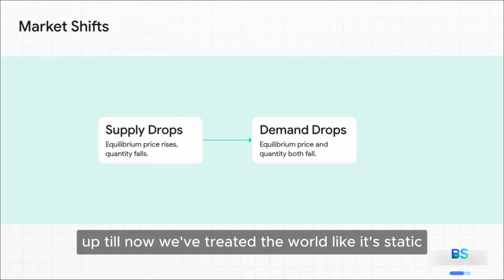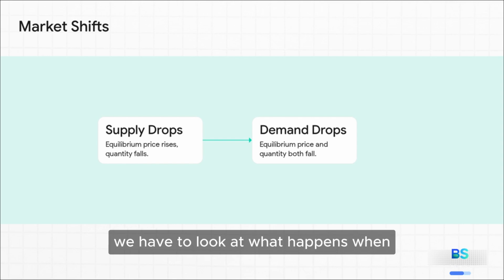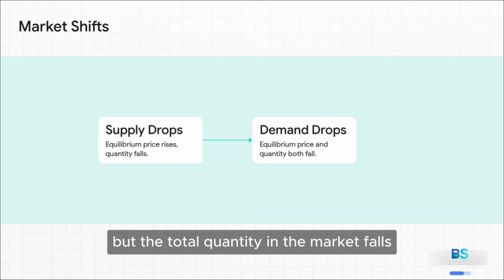All right, final section, part 5, shifts in market dynamics. Up till now, we've treated the world like it's static, but markets practically never sit still. We have to look at what happens when entirely new variables completely shift our baseline supply or demand. Say the cost of milk skyrockets. That decreases our overall supply, shifting the entire curve. The result? Our new equilibrium price rises, but the total quantity in the market falls.